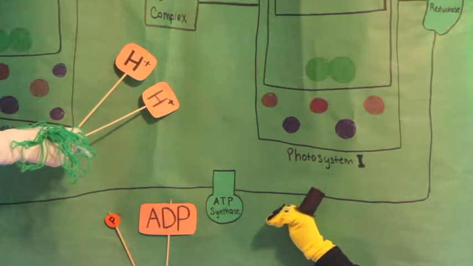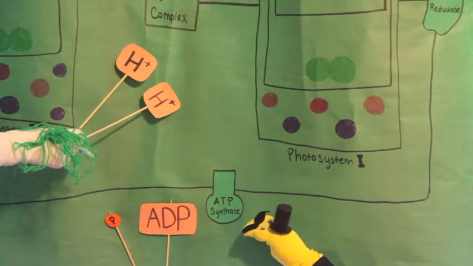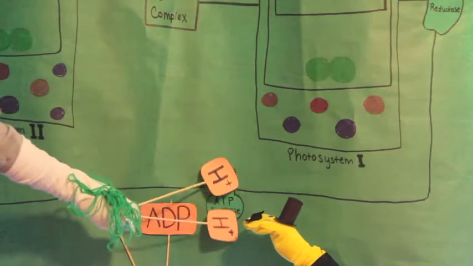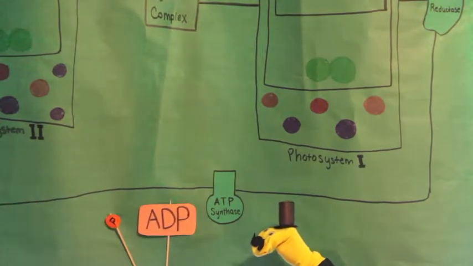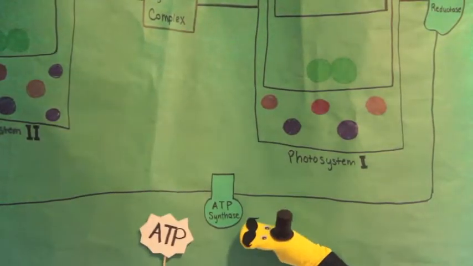The water pushes the hydrogens to the ATP synthase, which is on the opposite side of the membrane. The flow of the hydrogens through the ATP synthase creates energy for the protein to attach another phosphate onto ADP to make ATP.